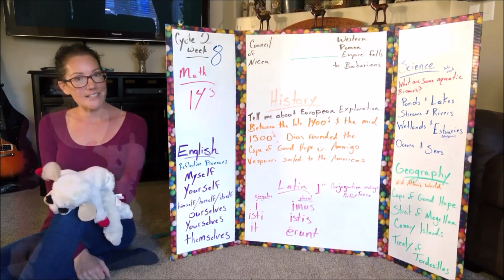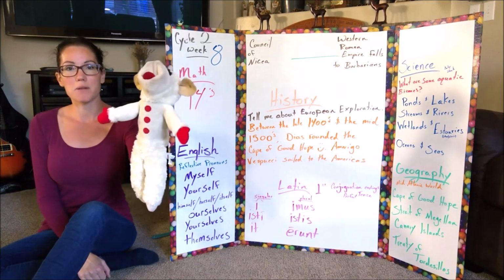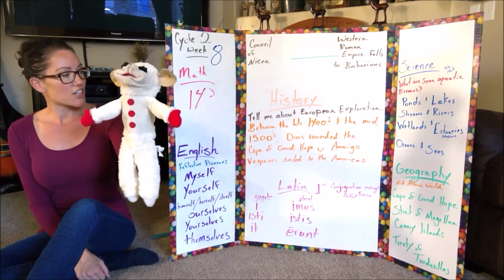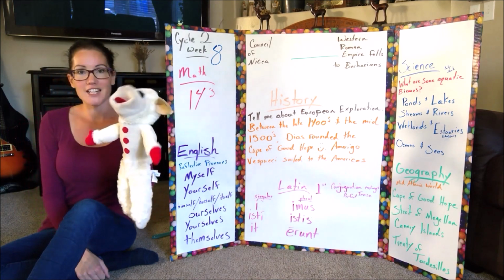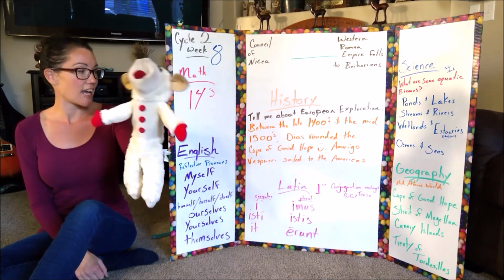Latin. What do you do when you get something perfect? The endings: i, isti, it, imus, istis, erunt. First conjugation, perfect tense. I, isti, it, imus, istis, erunt. First conjugation, perfect tense.